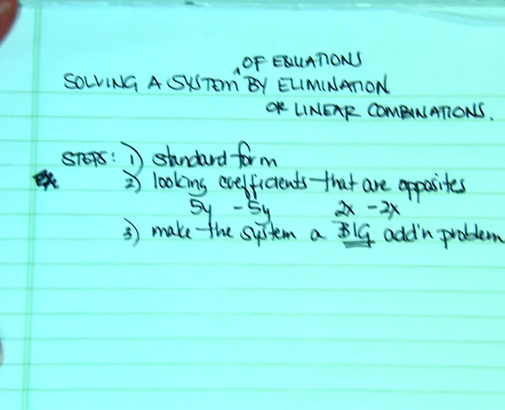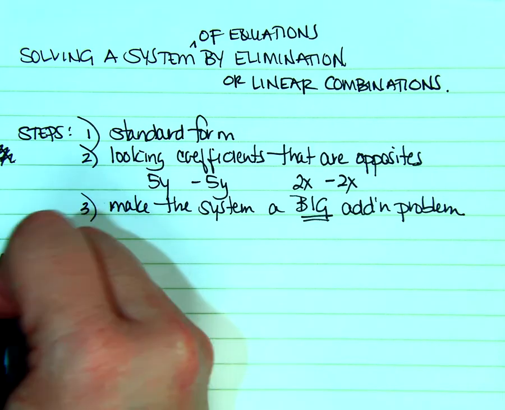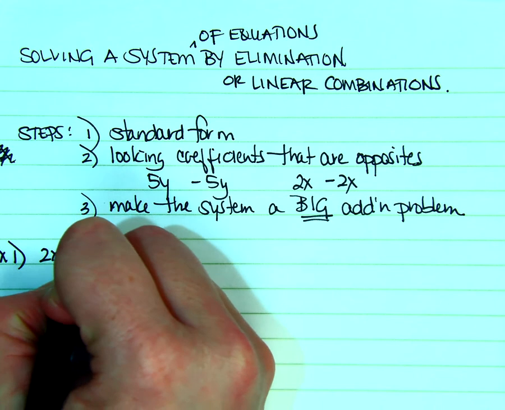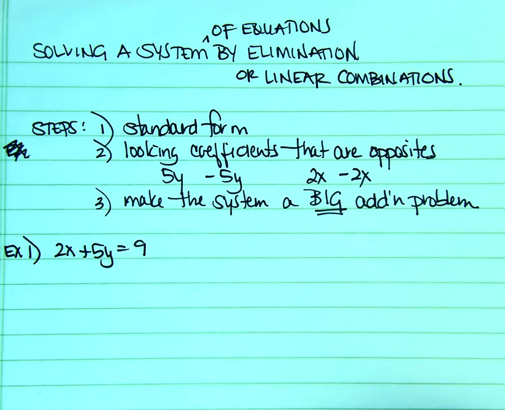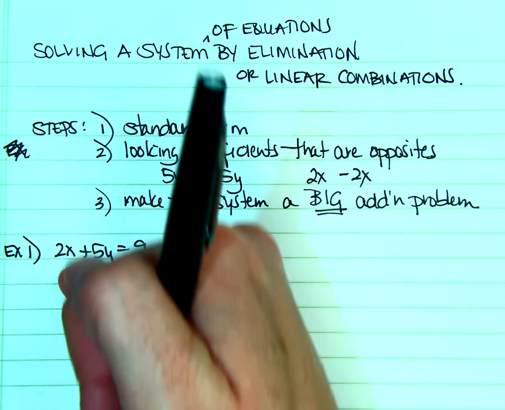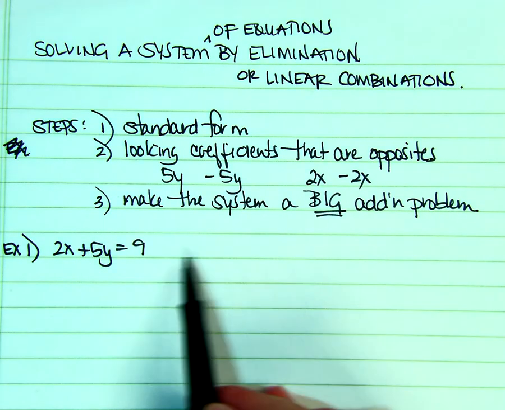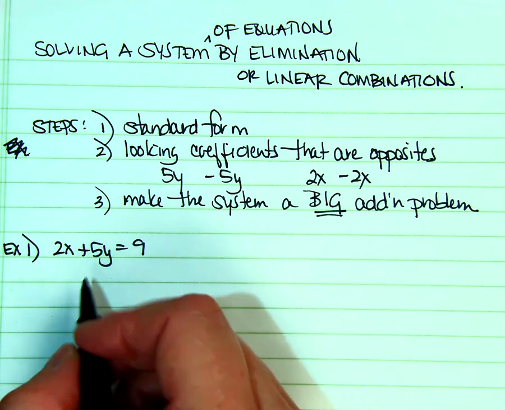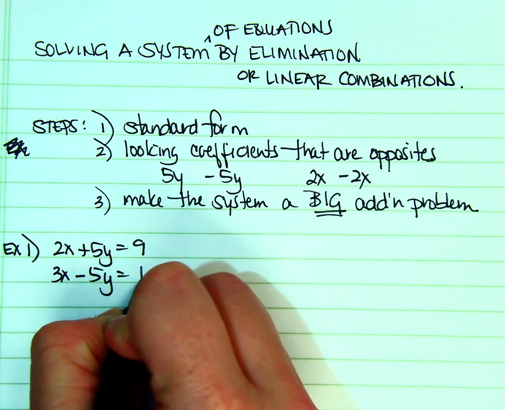Okay, so let's do that first. So the system that we're going to start off with is example 1. We have 2x plus 5y equals 9. When we're doing solving by elimination, I like to put them up and down on top of each other, as opposed to if I'm doing substitution. I like them side by side because I'm drawing arrows all over the place. So 2x plus 5y equals 9, and 3x minus 5y equals 1.